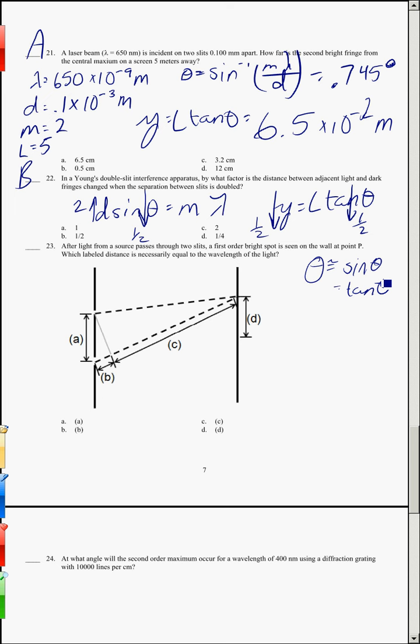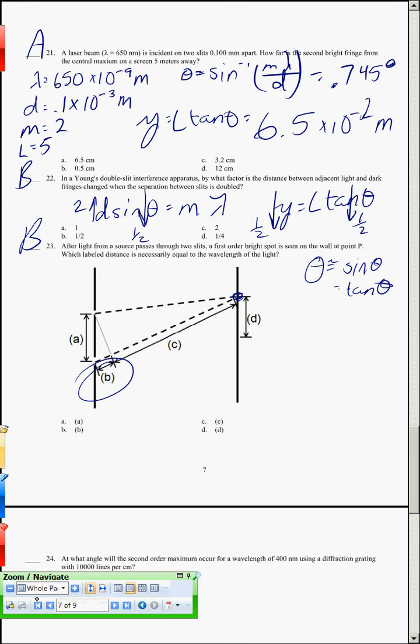Alright, number 23. After light from a source passes through two slits, a first-order bright spot is seen on the wall at point P. What labeled distance is necessarily equal to the wavelength of the light? So we're looking at the first-order fringe at this point, and I want to know which of these distances, A, B, C, or D, has to equal one wavelength of light. Well, this is our path length difference, B, and so it has to equal one wavelength of light.